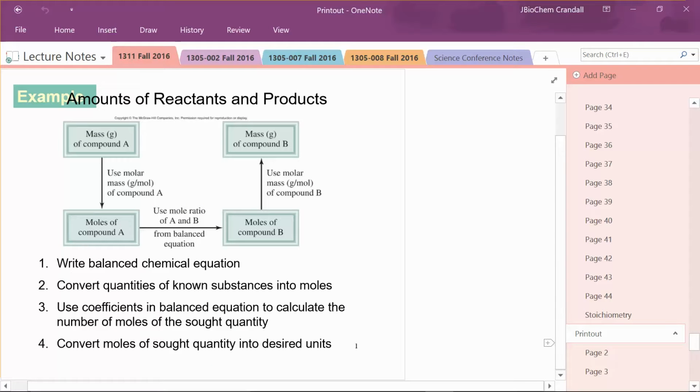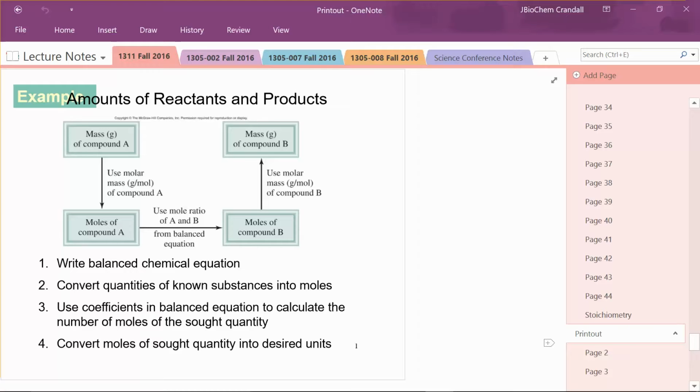Okay, so we're going to need a balanced chemical equation, and we need to convert quantities of known substances into moles, because these chemical equations are in mole amounts, right? So if I have it in grams, to be able to do the stoichiometry, what do I have to do? I have to convert it to moles from the grams. If you're given gram quantities, you have to change them to moles because it doesn't work in gram quantities.